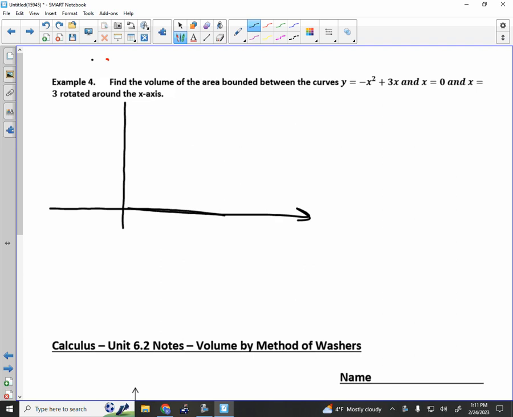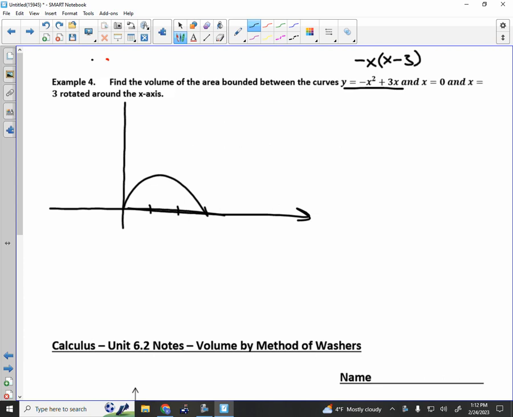Okay. Find the volume of the area bounded between these curves. This is closer to what Easton referenced as the whole eyeball thing. Negative x squared plus 3x. When you graph that, if I factor out a negative x, I'm left with x minus 3. So you could tell that the x-intercepts are what? 0 and 3. So it goes from 0 to 3. Just a little parabola. And I'm going to bound it x equals 0 and x equals 3. So it's bounded right within where it passes the x-axis.